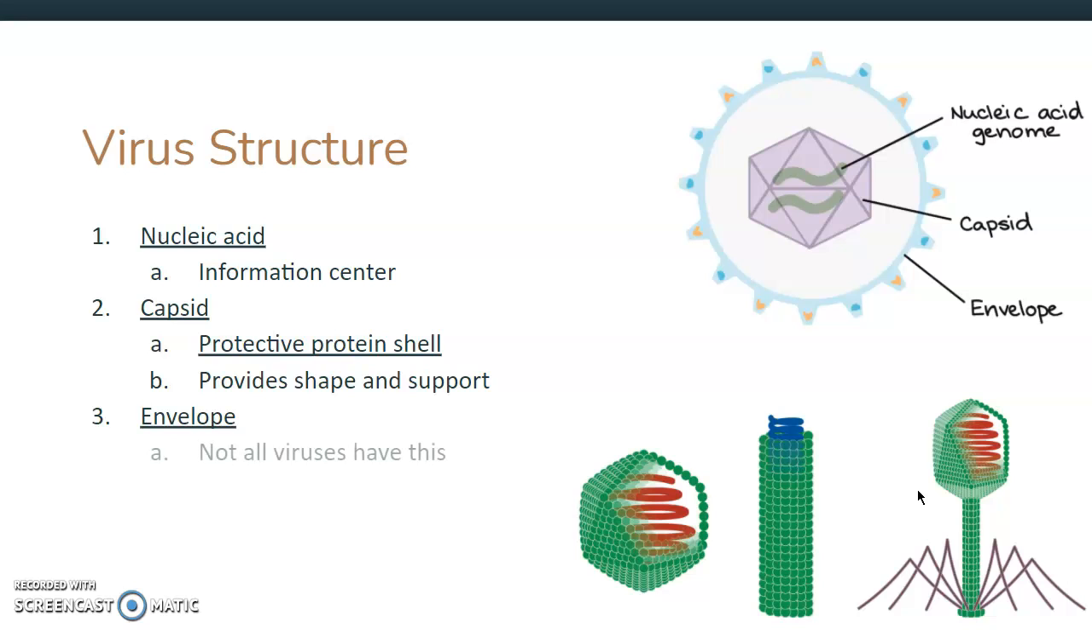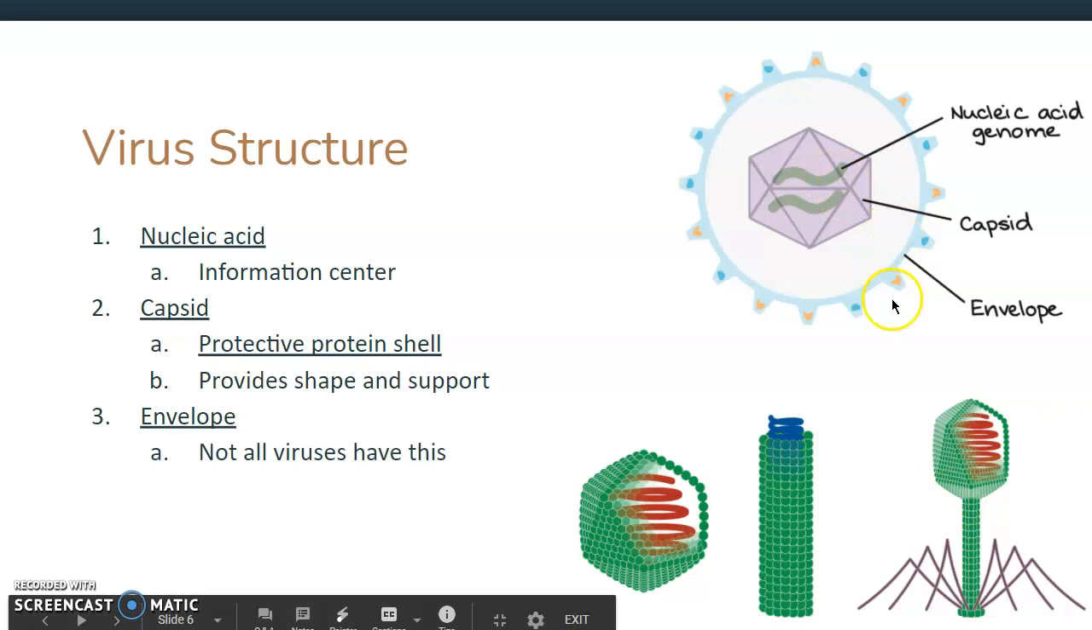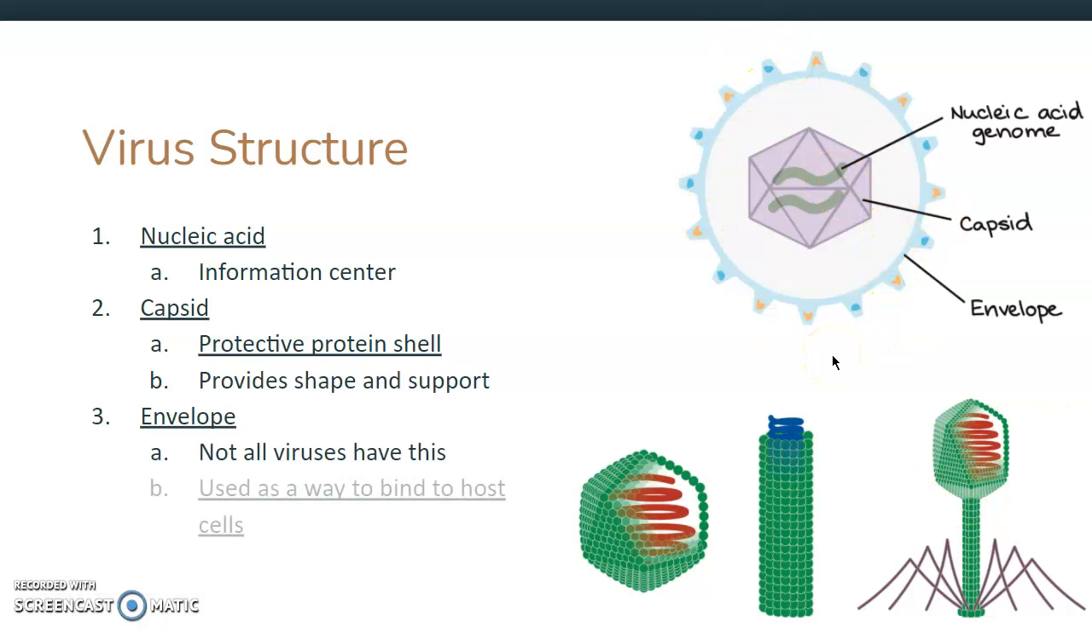So the last thing is an envelope. So that's the very outside part. Not all viruses have this, but this is used as a way to bind to the host. So they have these little pokey things, almost like Velcro. Velcro is used on some different jackets or even on some shoes, mainly for younger kids, to be really easy to attach things and then tear them off.